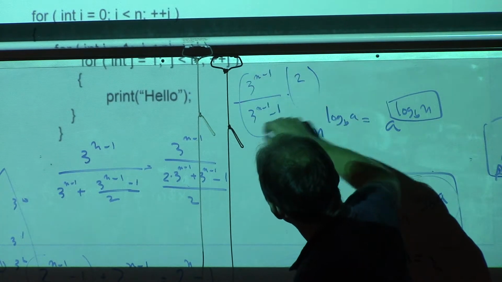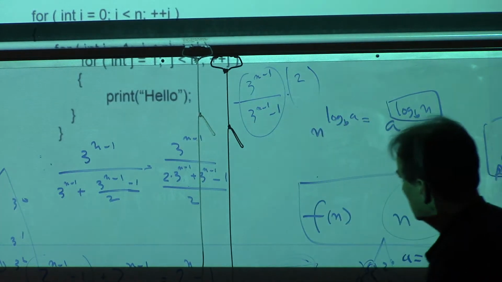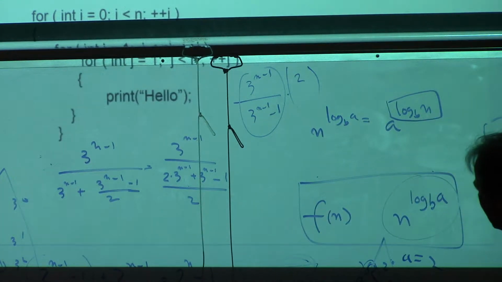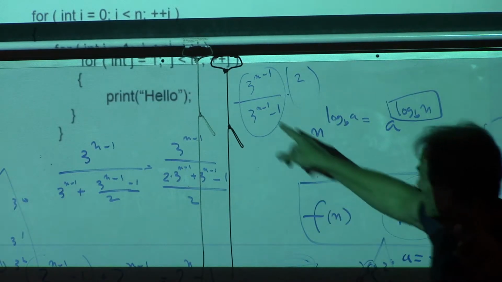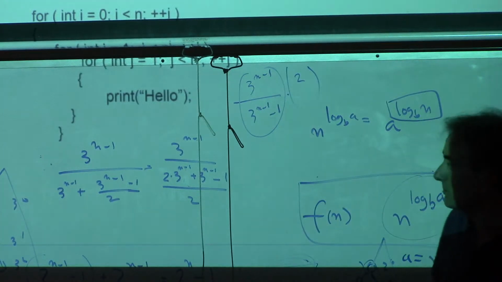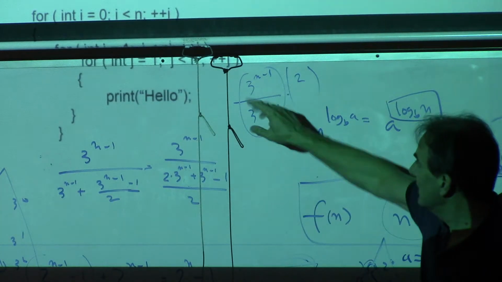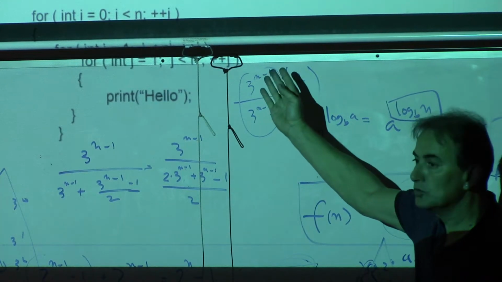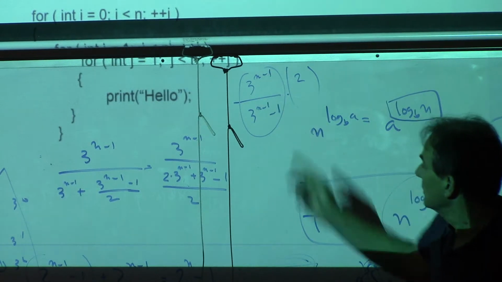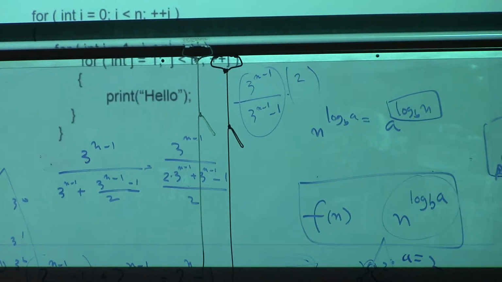So what is this ratio going to be? This ratio basically looks like it's going to be approaching what? 1. Because 3 to the n minus 1 is a very large number. So is this. Minus 1, very small number. So as n gets bigger, this is just getting closer and closer to 1, and therefore the ratio gets closer and closer to 2. So it's a constant.